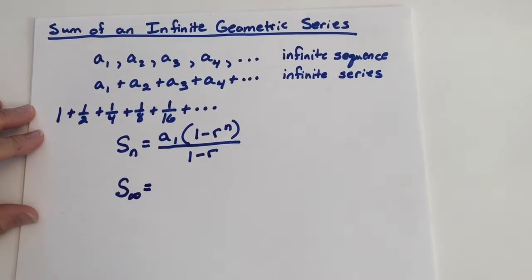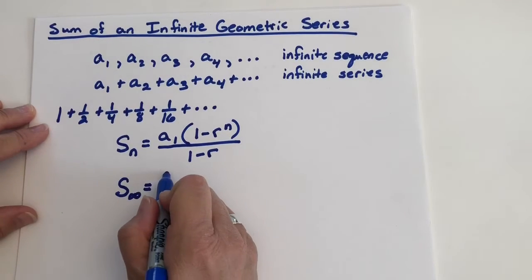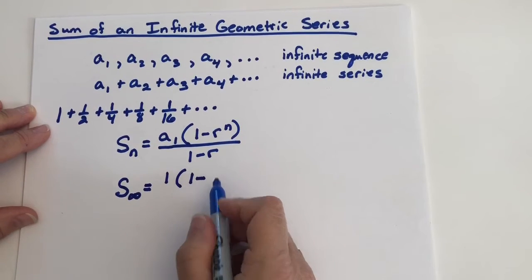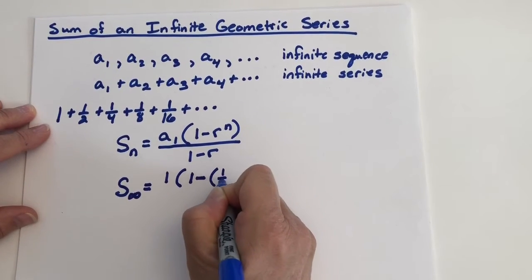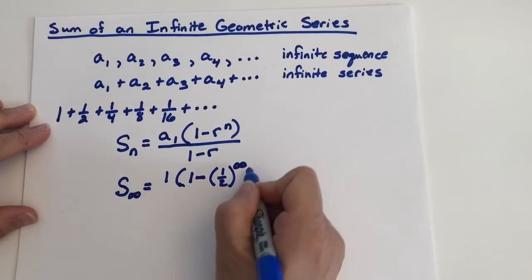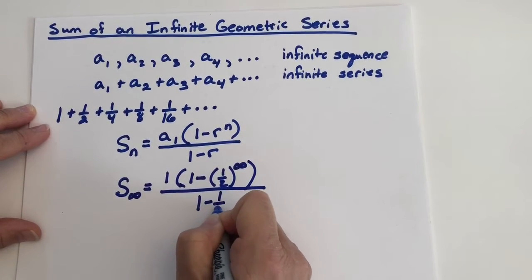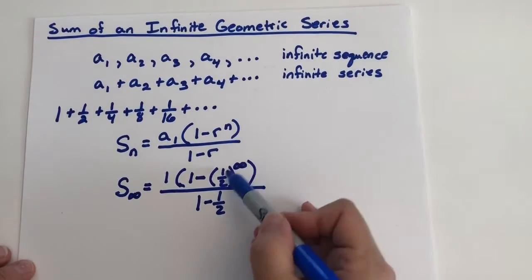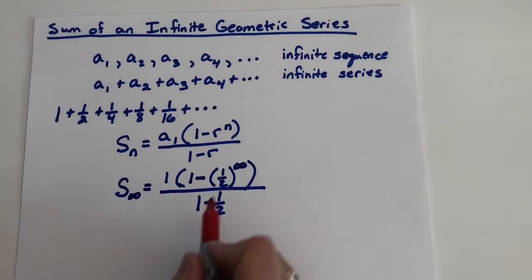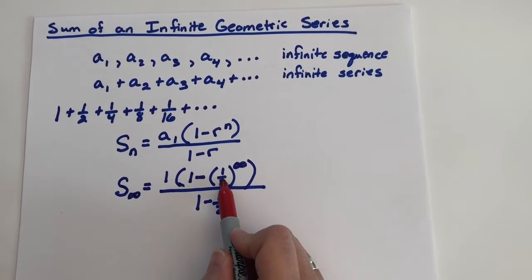But let's consider what this would look like. For this particular problem, the first term is 1, and then we would have 1 minus, our r value is 1/2, so we're raising 1/2 to the, well, infinity power, and we're going to divide by 1 minus 1/2. Now let's consider this, 1/2 to the infinity power. What happens when you raise 1/2 to the infinity power? Well, we can't actually do that, but we could think about it.